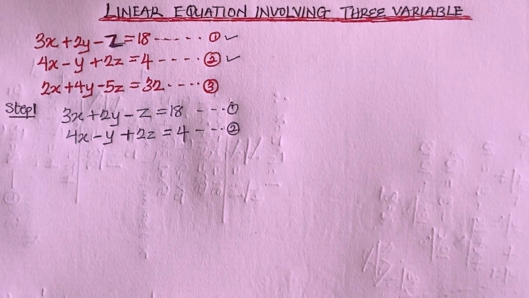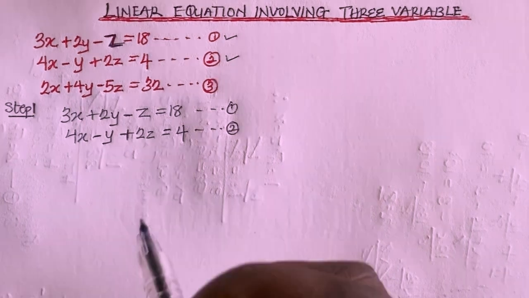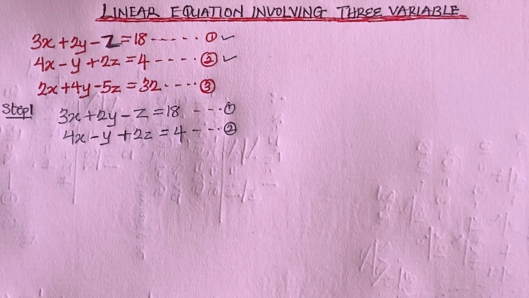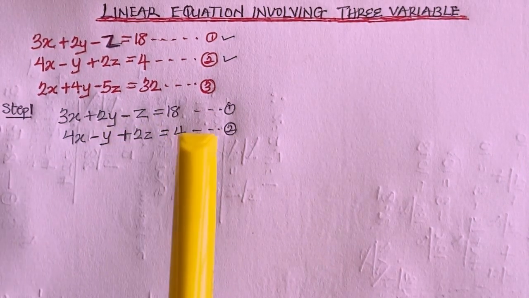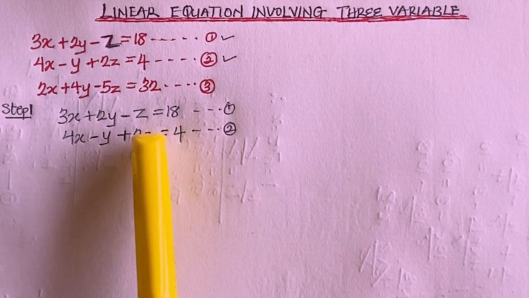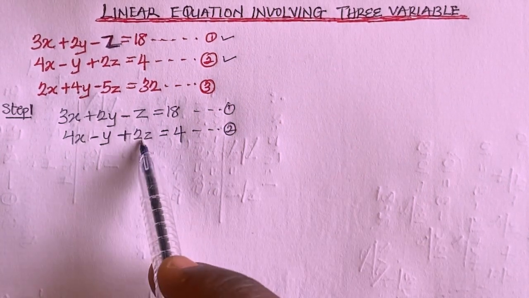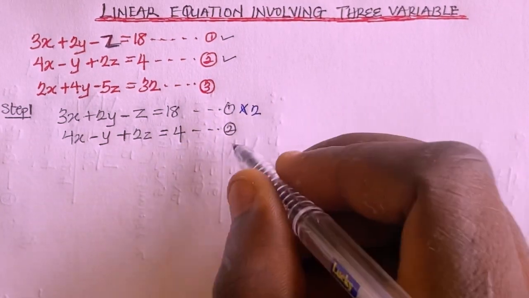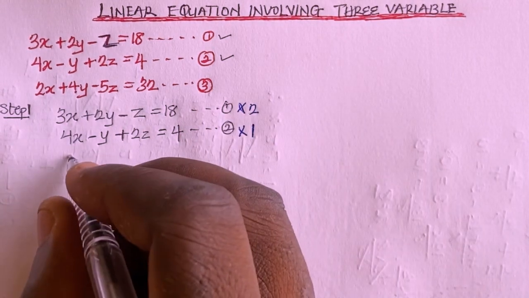Now, after picking it, what's the next thing that you need to do? The next thing you need to do is that you must eliminate a single variable first. You can choose to eliminate x, or you choose to eliminate z. But let's just go for z. Looking at the coefficient of z here, we have this to be 1 and this to be 2. So you can simply multiply this by 2, and you multiply this by 1.